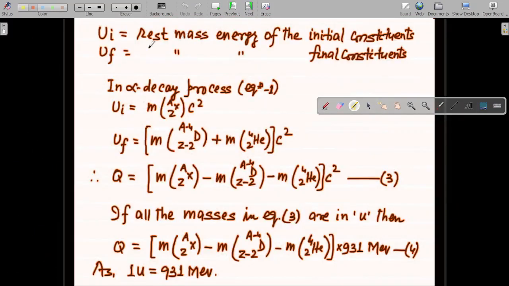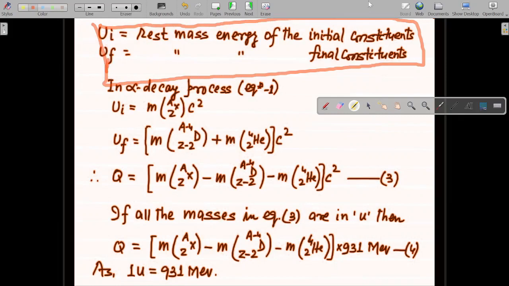So Ui equals the rest mass energy of the initial constituents and Uf equals the rest mass energy of the final constituents. In local language, although that is not scientifically correct, you may call the initial constituents reactants, and instead of final constituents you may call them products.